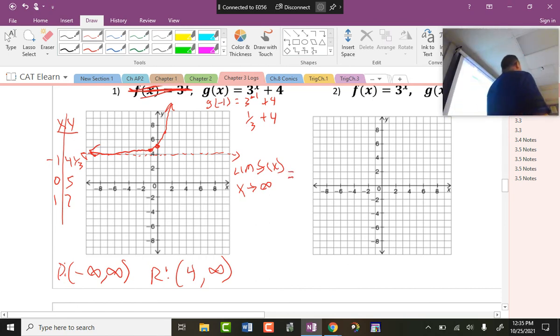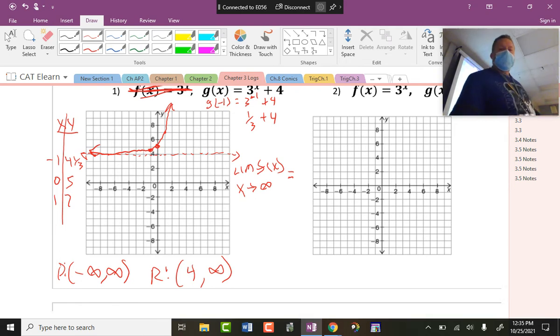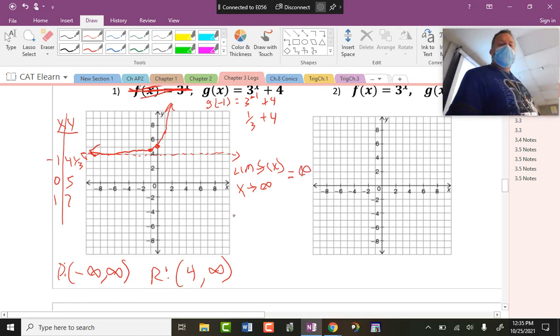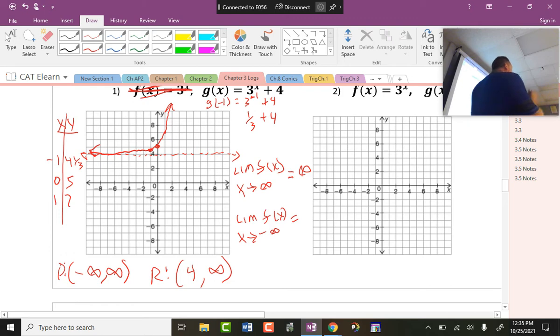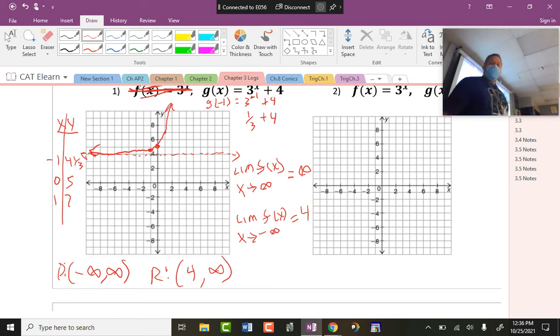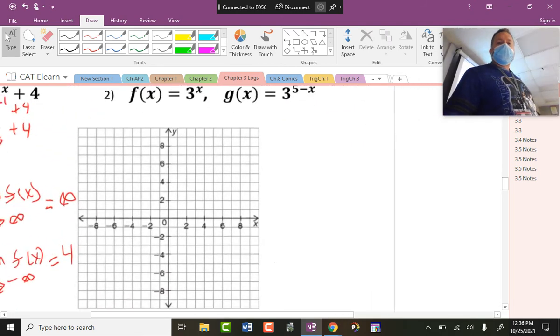What's the answer? 3, 2, 1, go. Infinity. And then the limit as x approaches negative infinity of f of x. I forgot to say that part. What's the answer to that one? 3, 2, 1, go. 4. You got it. It approaches the asymptote as you go big negatives to the left. So those questions become a little bit more special with an exponential. Okay, one more graph, and then I'll show you the last part of this.